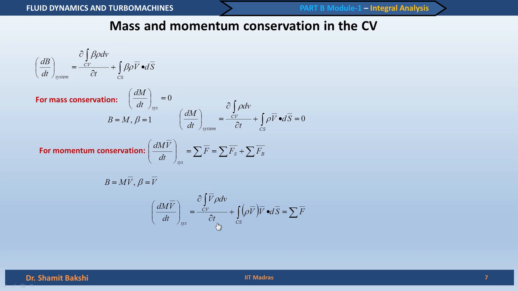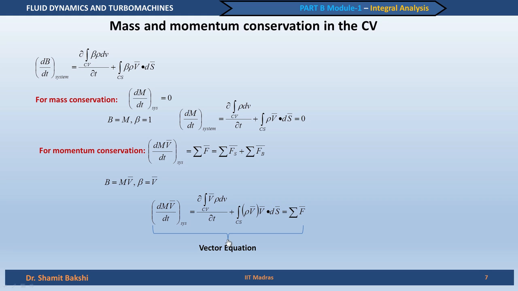In case of momentum conservation, of course, in the case of the system, the rate of change of momentum is summation of force, and the rate of change of momentum of the system is given as the rate of change of momentum of the control volume. This is basically the rate of change of momentum of the control volume plus the momentum which is exiting the control volume subtracted by the momentum which is coming into the control volume, the net rate of momentum of fluid exiting the control volume. Now, we have to remember that the second equation is a vector equation.